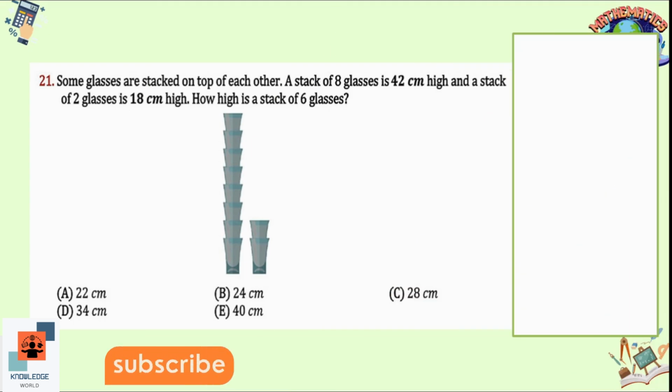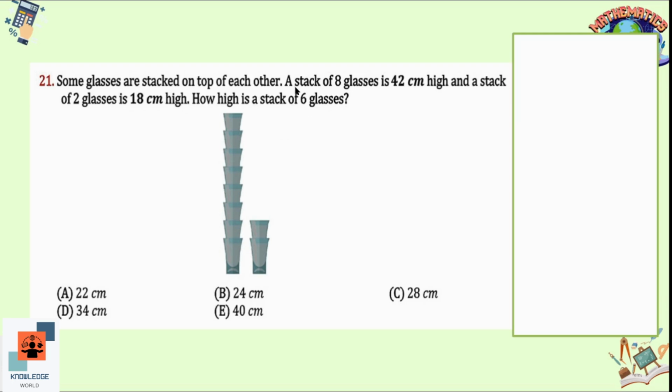Question number 21. Some glasses are stacked on top of each other. A stack of 8 glasses is 42 centimeter high and a stack of 2 glasses is 18 centimeter high. How high is a stack of 6 glasses? So the length of the one glass is unknown. So let's suppose the length of the glass that is at the bottom is X and the length of the upper part of the glass is Y.